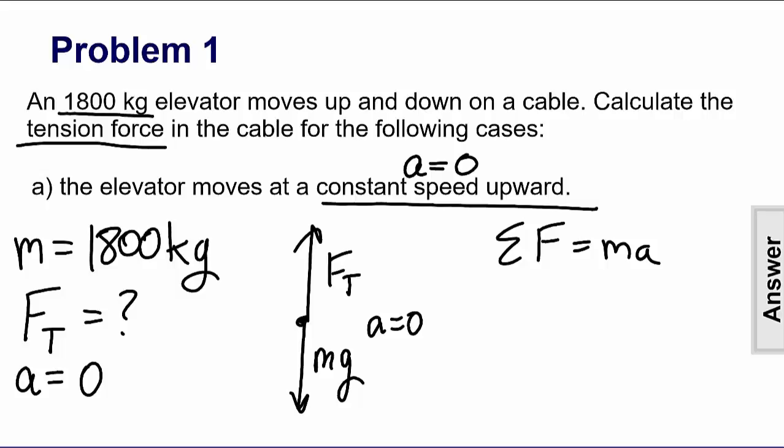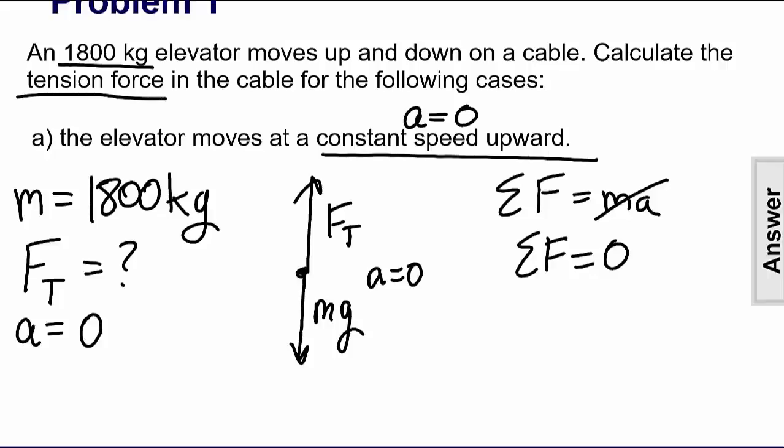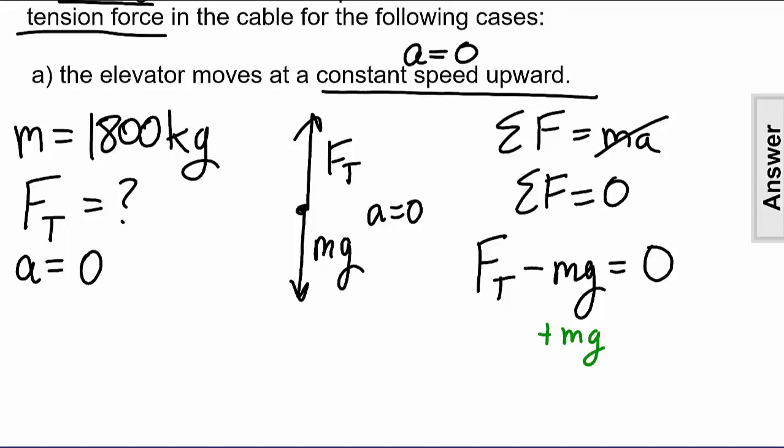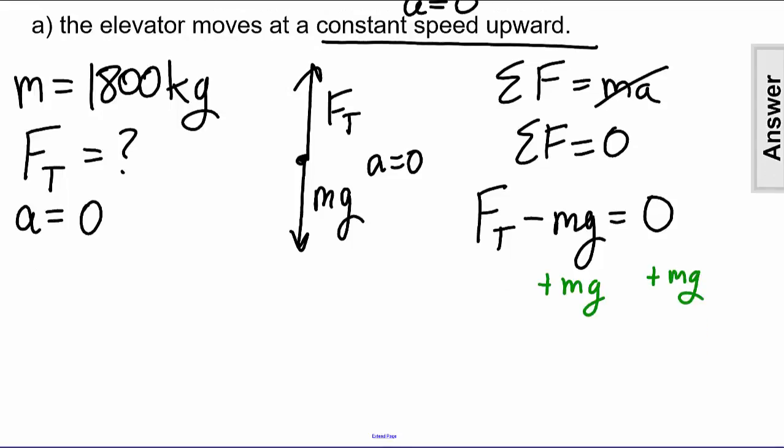Looking at our diagram and our information, we see that the acceleration is 0. Well, we can put that in for the acceleration now, and that would be 0 times m, which would be equal to 0. Therefore, sigma F is equal to 0. Now, for sigma F, we're going to go back to the drawing and look at the directions of the forces. Up will be positive, down will be negative. Therefore, the tension force is positive, and the mg will be negative. That will be equal to 0. We need to solve for tension, so let's add mg to each side. If we do that, we're left with tension force equaling m times g.